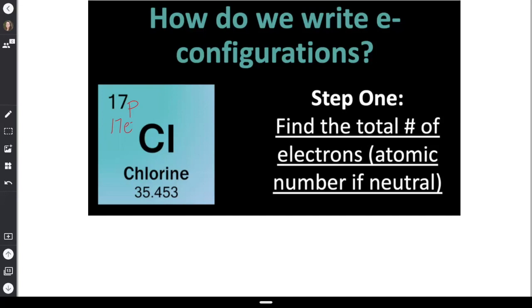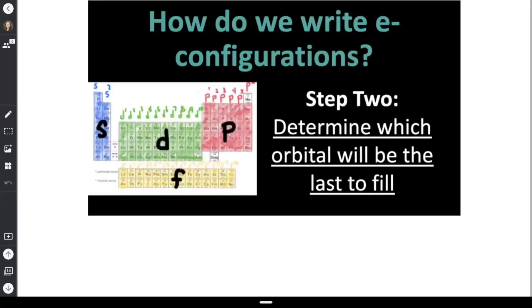All right, step 2. A way to help self-check yourself is to determine which orbital will be the last to fill. What should be the last thing that I'm writing as I do my electron configuration? Say you were working with beryllium. You know that 2s2 should be the last thing that you write in your electron configuration. If you were looking at zinc, 3d10 would be the last thing that you write.